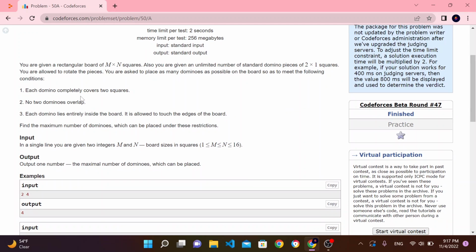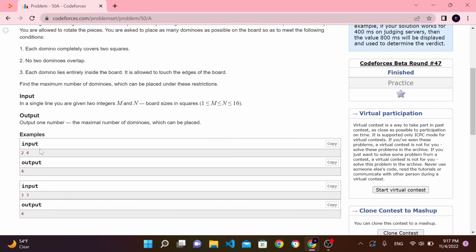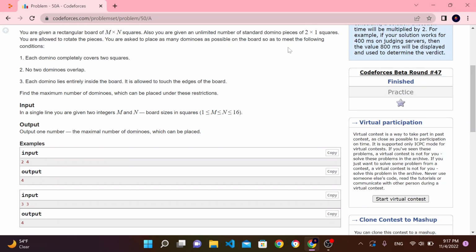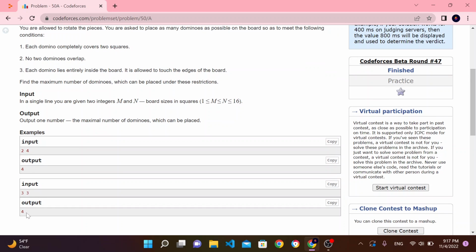So for the first example, we get 2 times 4, that's 8. And if we divide that by 2, which is the size of the domino, since it's a 2 by 1, then we can fit 4. But if it was a 3 by 3, if you multiply those, you get a 9. And then if you divide that by 2, we get 4.5, but you can't have 0.5 of a domino, so you can only put 4 in.